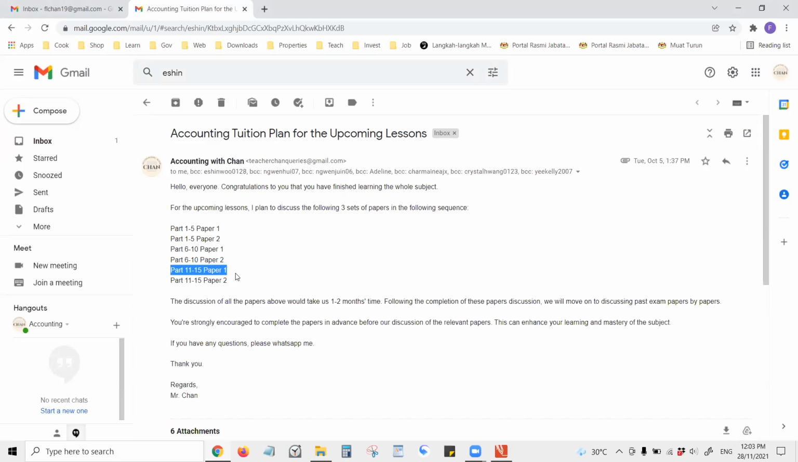So it took us about how many months? About 2 months to finish the first 4 papers here. Now we come back to this paper 1. This paper 1 will cover all the things you learn from part 1 to part 15 of my materials. Okay, let's go through. After that, we will move on to discussing past exam papers by papers. Now we are kind of doing it topic by topic.